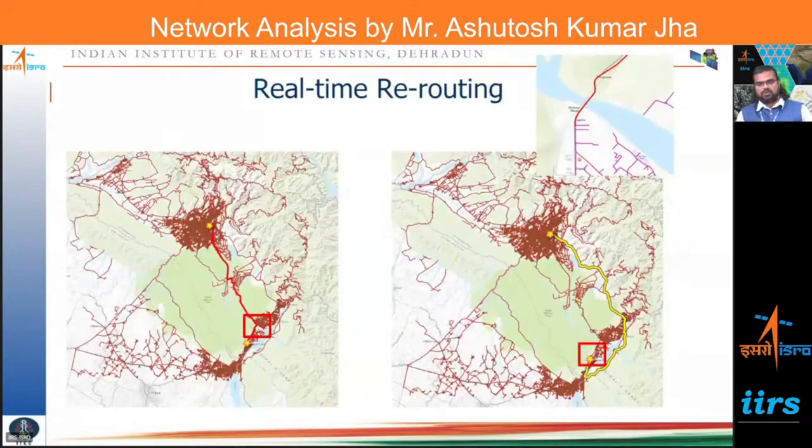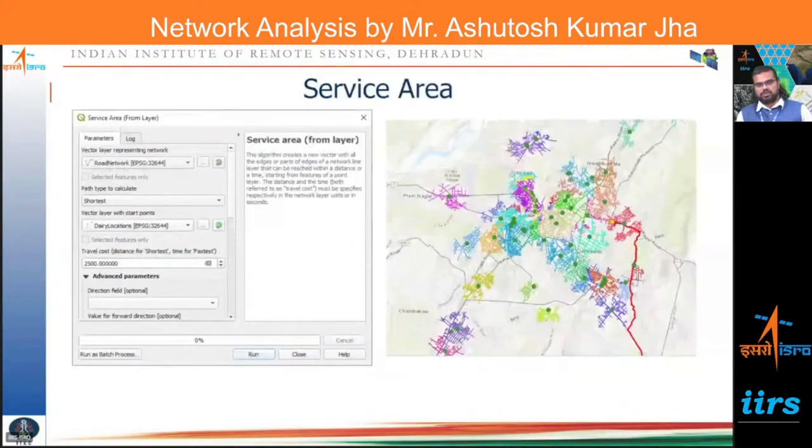Then there is from layer to layer, which means you can find out what parts of the network can be covered within a particular range. That range can be a distance metric, like in this case, all the road segments which can be reached within 5 kilometers. Such analysis gives the service gaps, opportunities, as well as the catchment available on a true network.